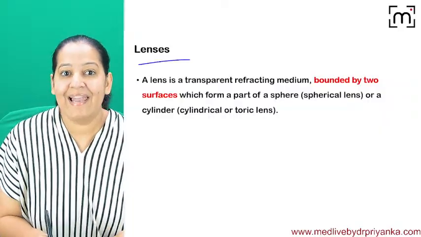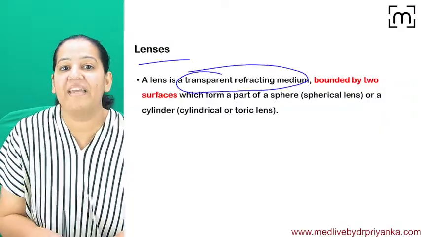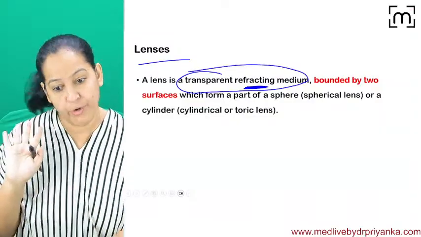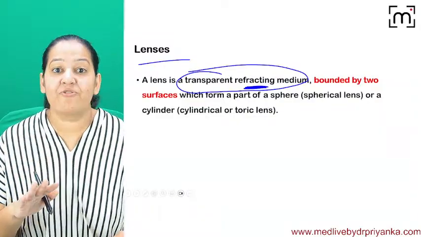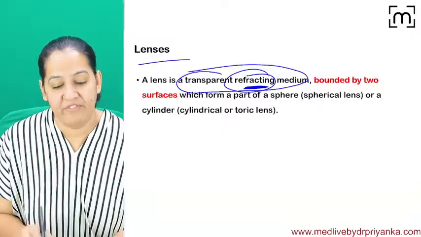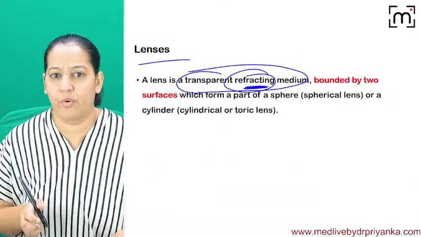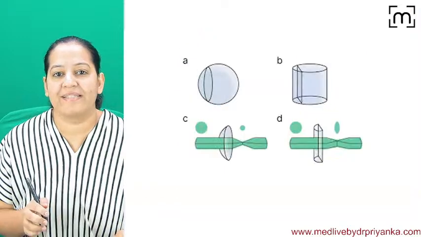So coming to the lenses. What is a lens? A lens is a transparent refracting medium inside which refraction occurs. Now you know what is refraction. So a lens is a transparent refracting medium which is bounded by two surfaces. There are two types of lens: convex lens and concave lens. Everyone knows. And they are a part of a sphere or a cylinder.